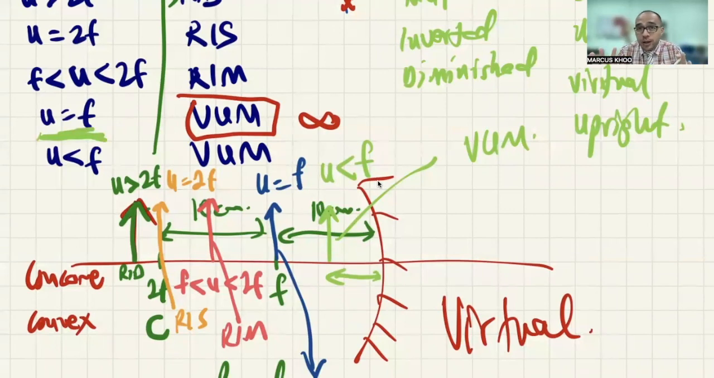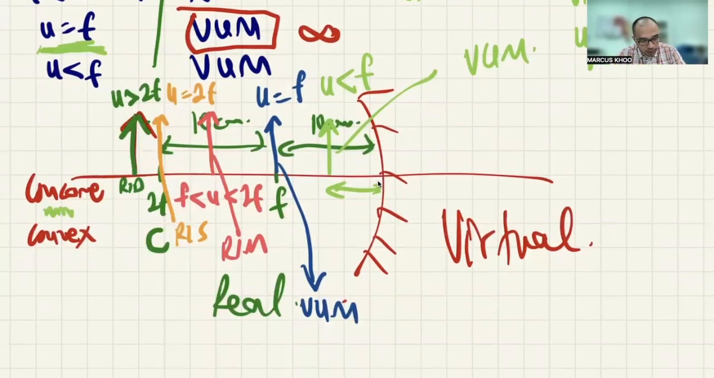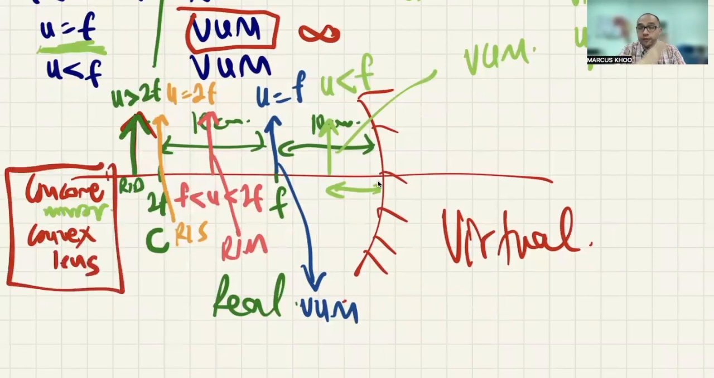I know it's called virtual, upright, magnified, but another feature of it is that it forms at infinity. Okay, so that's a very important feature. Now, the good news about this is that for both the concave mirror and the convex lens, they have the exact same characteristics of the image. Okay, so concave mirror and convex lens. Okay, the RED, RAISE, RIM, VUM, VUM applies at the same positions.